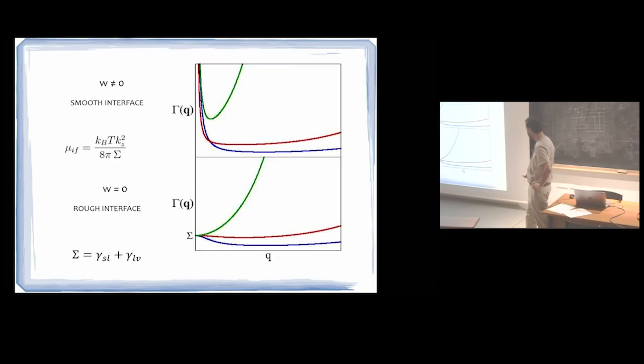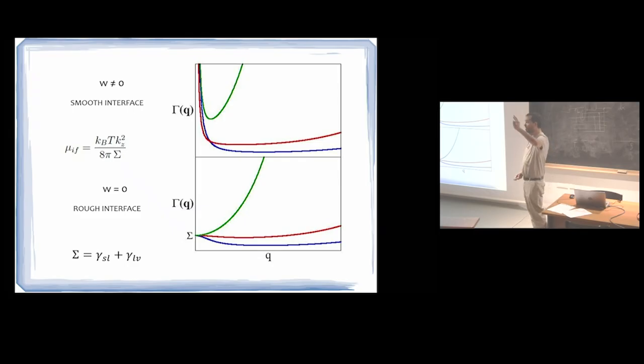Okay, so why does that matter? Because by studying these surface fluctuations, I can tell right away whether my surface is smooth or not. If the lattice parameter is different from 0, I am in a smooth interface, and then this wave vector dependent surface tension looks like this.